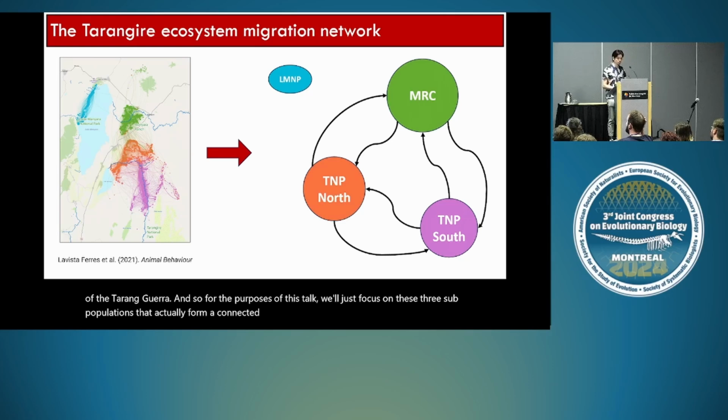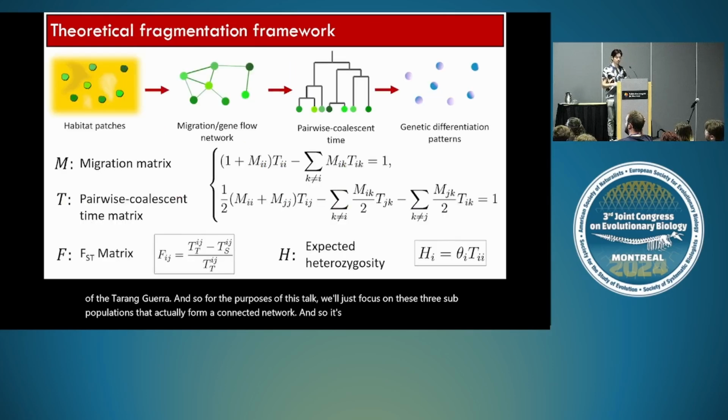And so it's important to first consider that there are theoretical approaches to understanding how fragmentation affects the population diversity. And the general workflow is shown here, where we begin with habitat patches and extract the migration matrix, like I just showed in the previous slides.